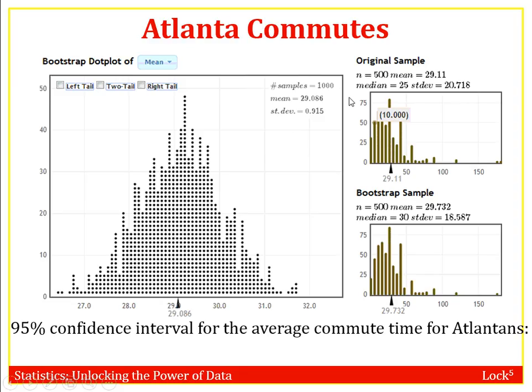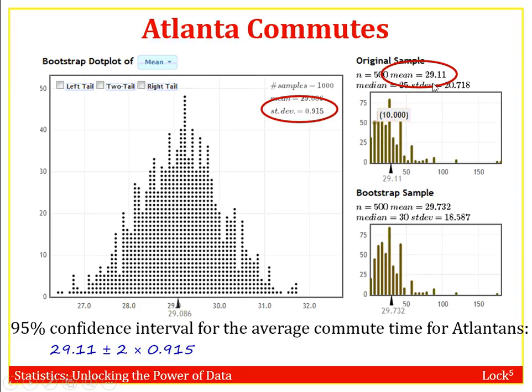We do our bootstrap. We have the mean of the bootstrap samples. We have the standard deviation of the bootstrap distribution here, which once again tells us our standard error. And then these two pieces of information, our mean from our original sample and the standard deviation of the bootstrap distribution, give us our 95% confidence interval.